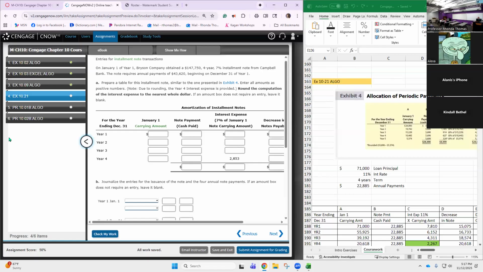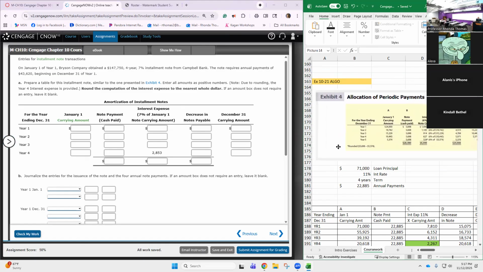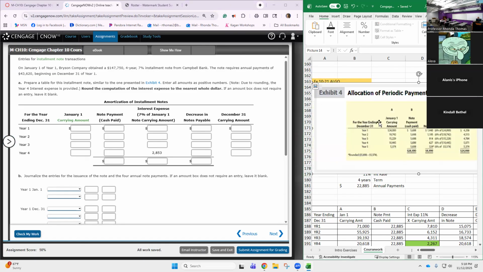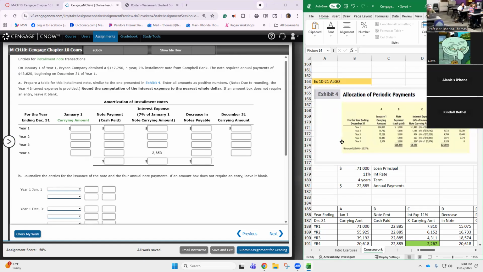1021, I meant it to not be an algorithm problem. So hopefully you guys have the same one I do. Here's what an installment note schedule looks like. Okay, here's what it looks like from the book, and we've replicated it here in our problem.